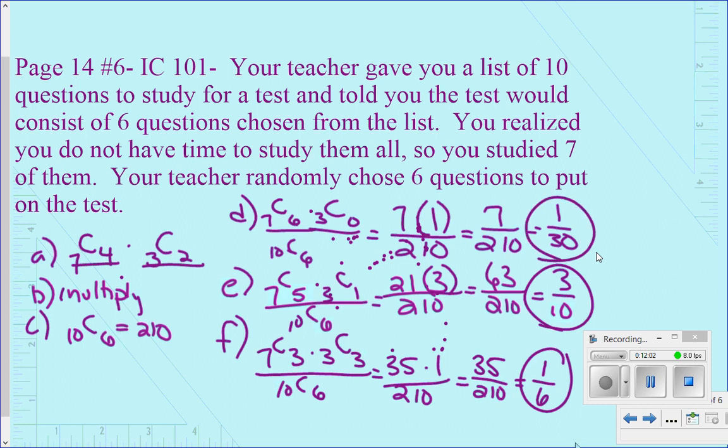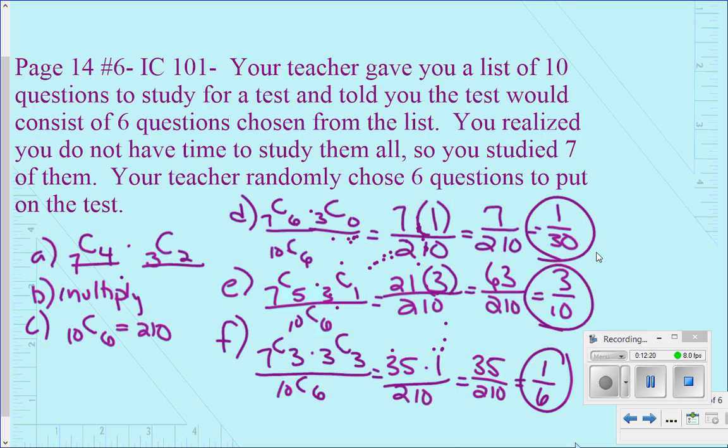Okay, we will be doing a few problems in the future like this, where we're combining combinations with probability. So if you have questions on that, please see me to help explain how we would do problems like this.